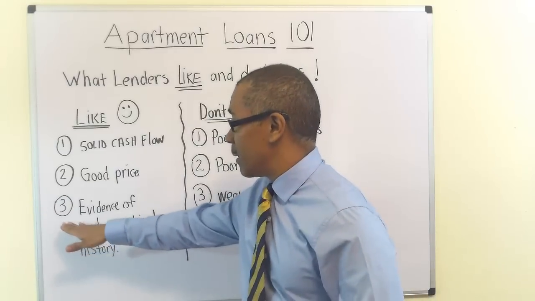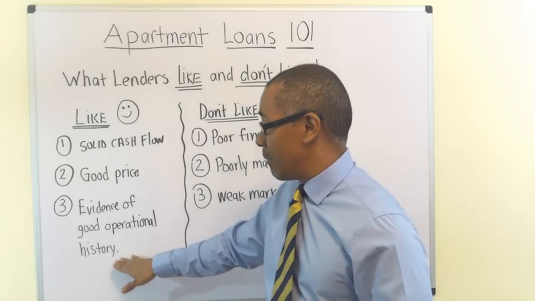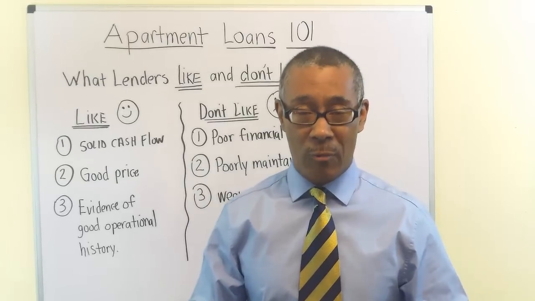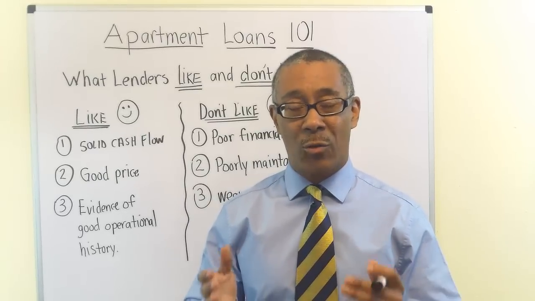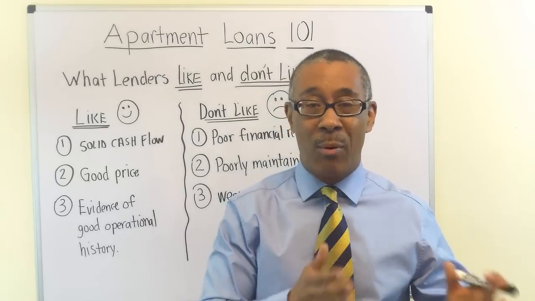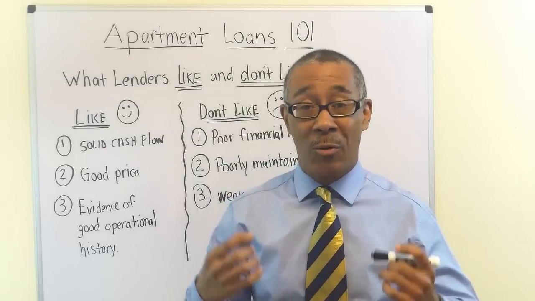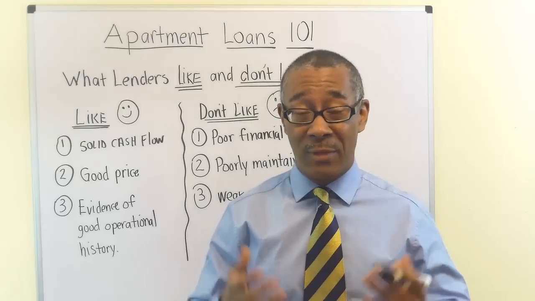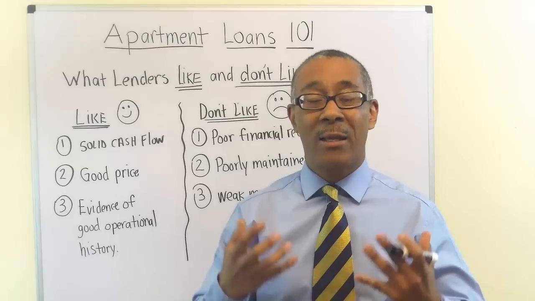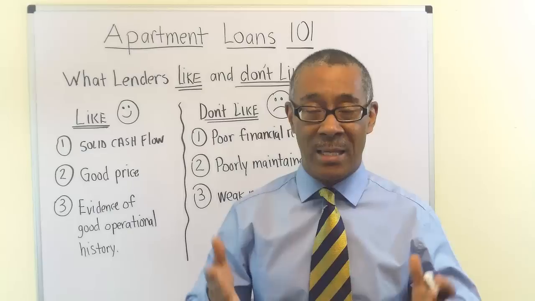And number 3, lenders like when you have evidence of good operational history. What's that evidence? The evidence is financial records. Do you have financial records going 2 or 3 years back showing that the property made money in these last 2 or 3 years? Banks love to see that, because if they can see that the current owner is doing that, most likely you can too. And again, it's all about risk, and the banks see that as a good risk.